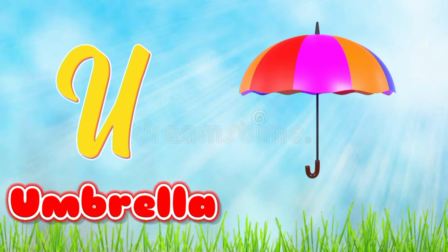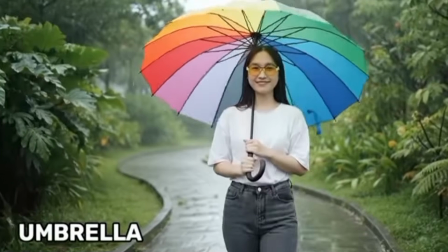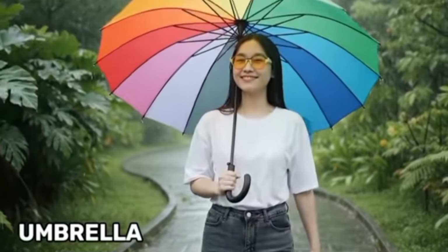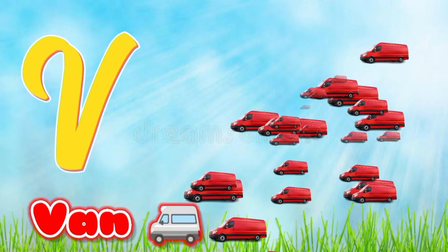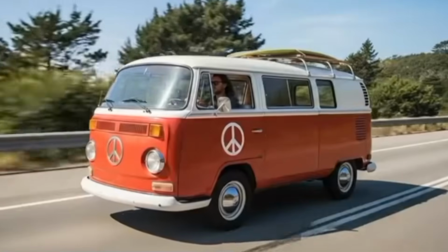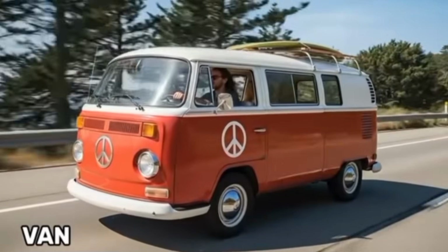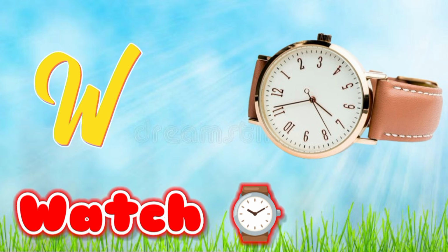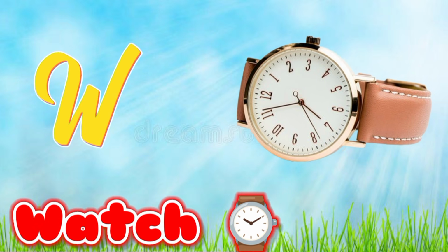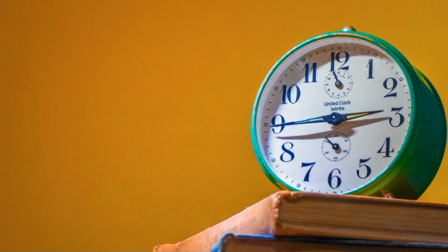U for umbrella. A, B, C, D, E, F, G, V for van. Q, R, S, T, U, V, W, X, Y and Z. W for watch. Next time, won't you sing with me?